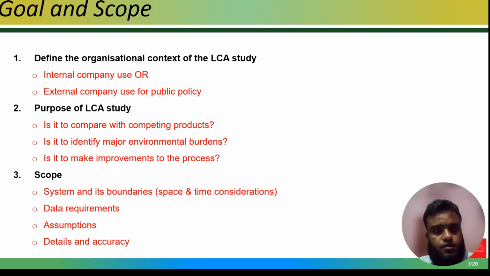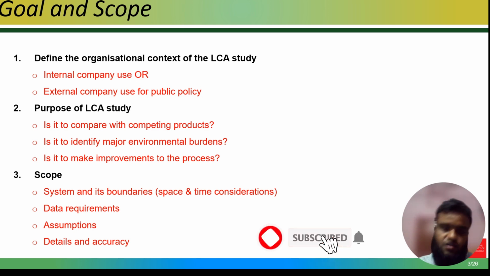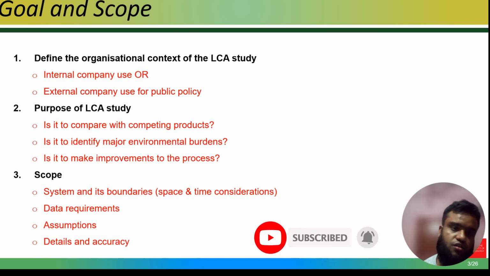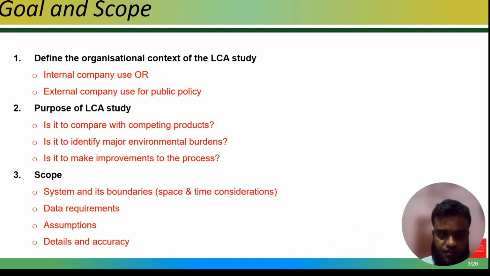So let us discuss the goal and scope of life cycle analysis. Under goal and scope, the first one is to define the organizational context of the life cycle study, whether it is internal company use or external use for public policy. The second is the purpose of the life cycle study. Is it to compare competing products? Is it to identify major environmental burdens? Is it to make improvements to the processes?